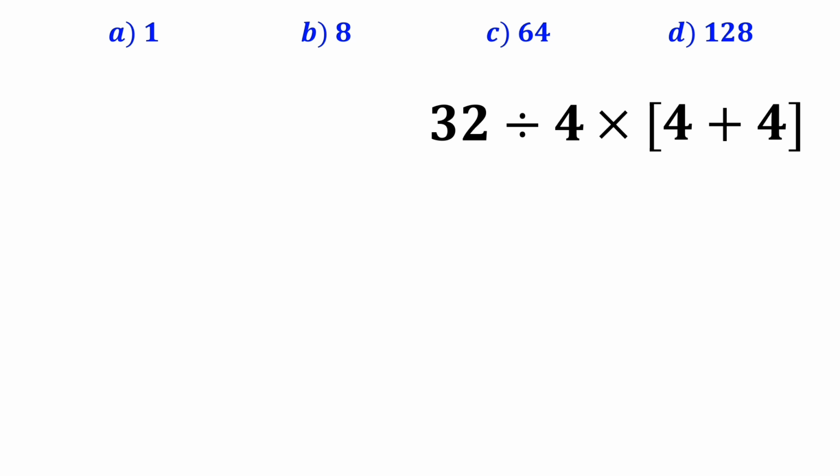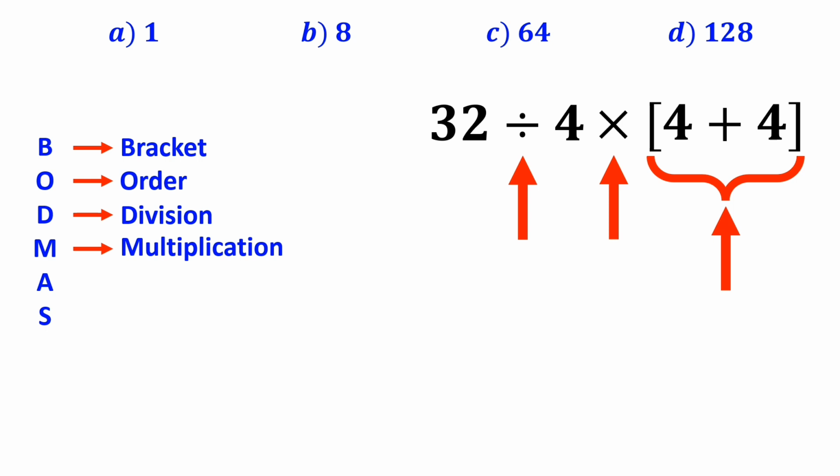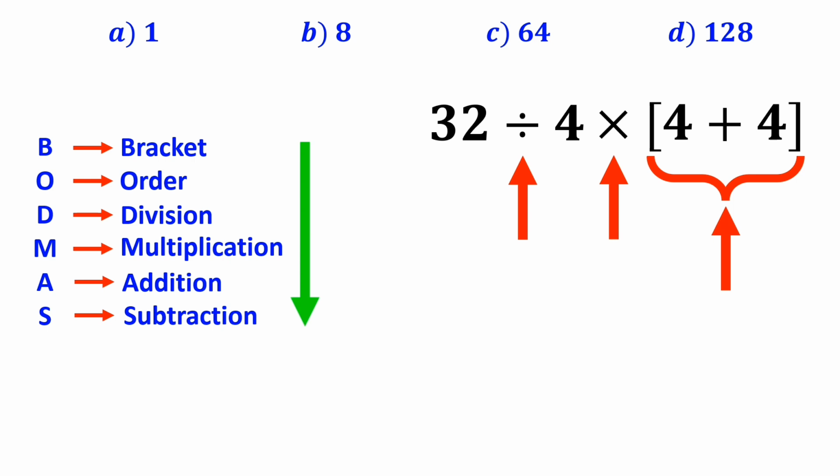As you can see on the screen, in this expression we have a division sign, followed by a multiplication and then a bracket. To solve this expression, we need to use the BODMAS rule. In this rule, B stands for bracket, O stands for order, D stands for division, M stands for multiplication, A stands for addition, and S stands for subtraction. We need to perform these operations in order from top to bottom.